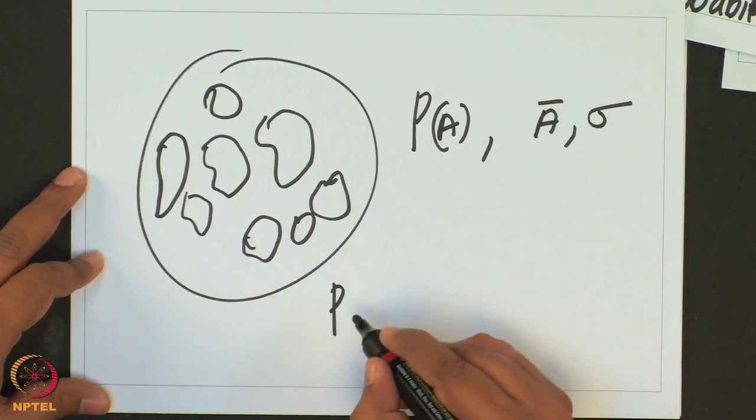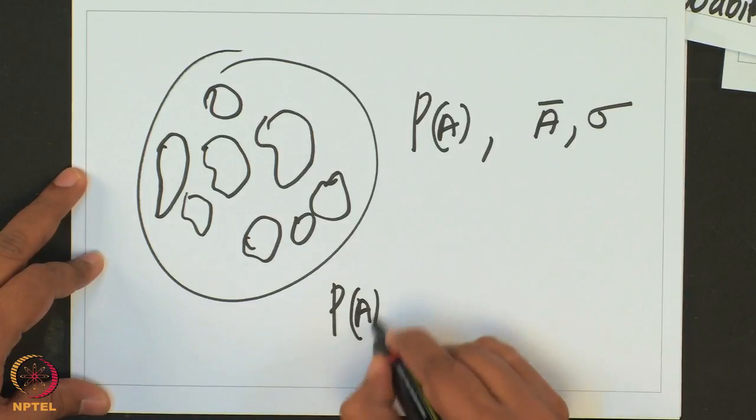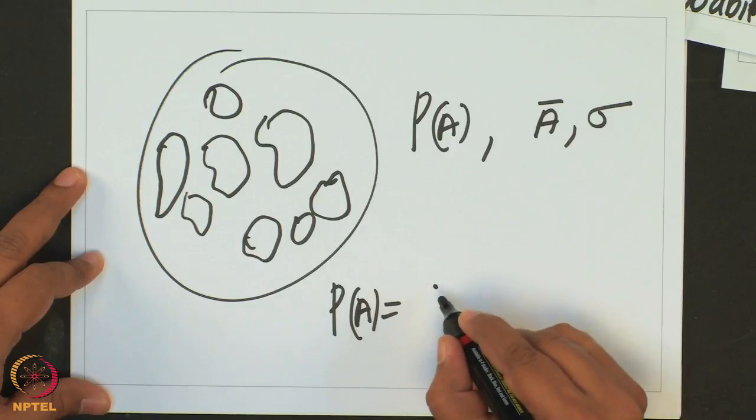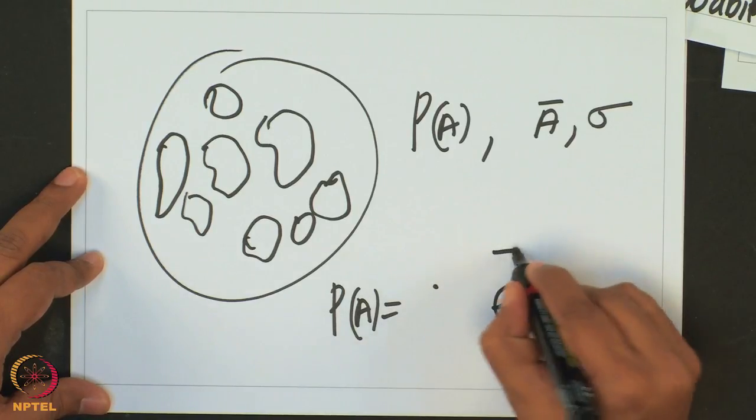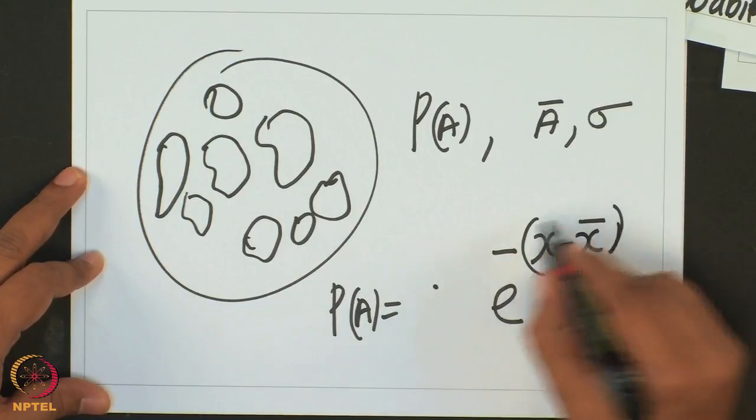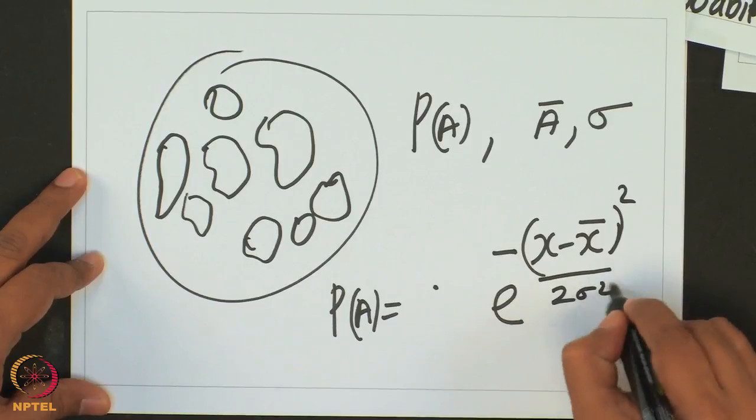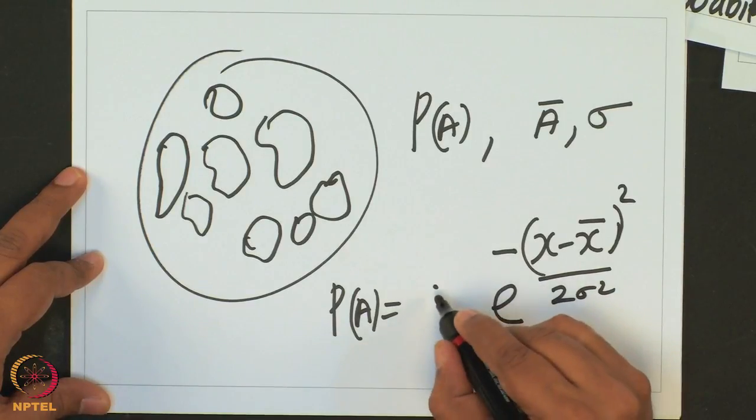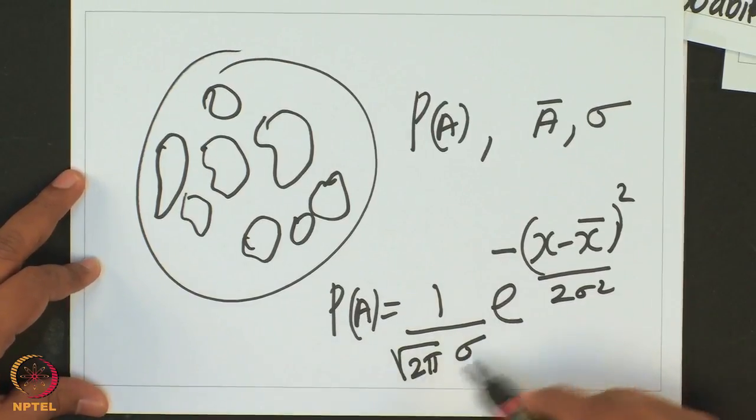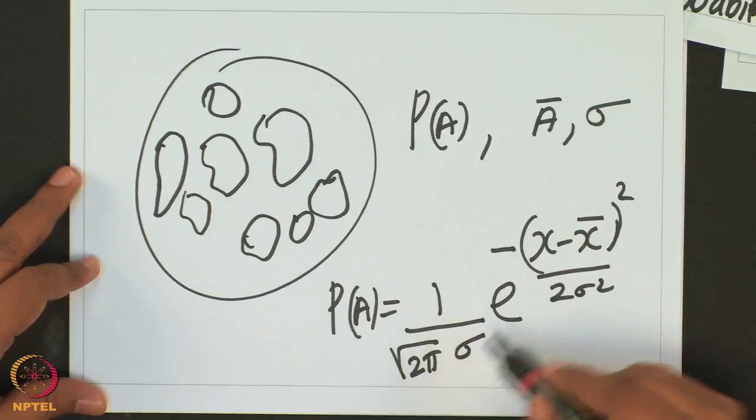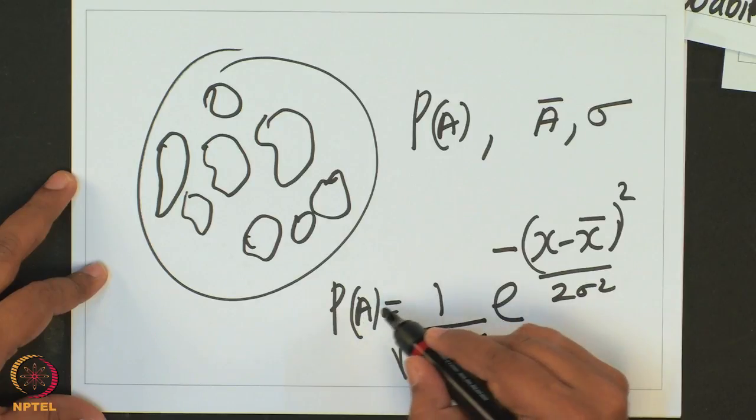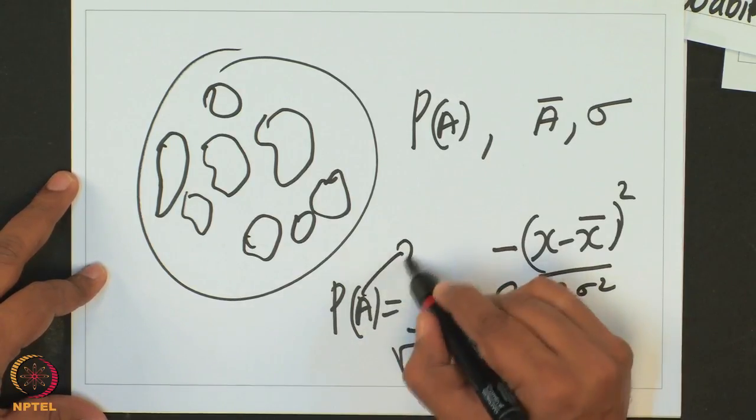The expression for this p of a would be some normalization constant times e power minus (x minus x bar) whole square by 2 sigma square, where x is a. The normalization constant will turn out to be 1 by root 2 pi sigma. This is the form, and this a is actually x.